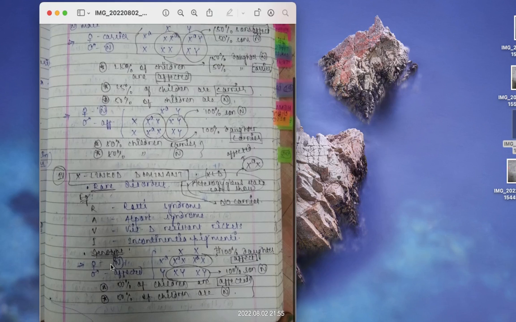The genotype will be, if the female is normal, we have made a pedigree, and the male is affected. So here you will see 100% of the daughters will be affected and 100% of the sons will be normal. Now, as the father gives this X to their daughter, 50% of children are affected and 50% of children are normal, just like that.